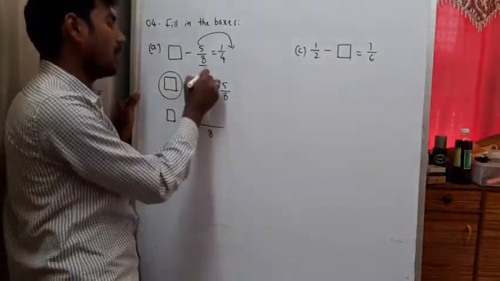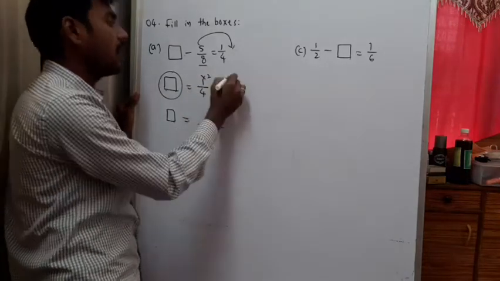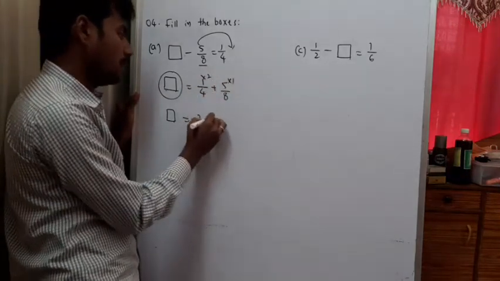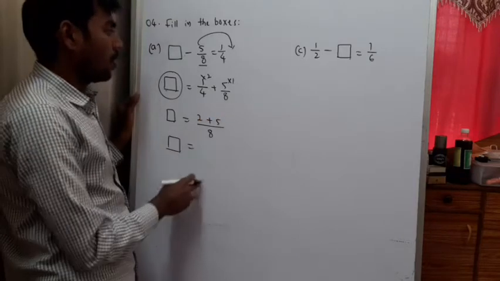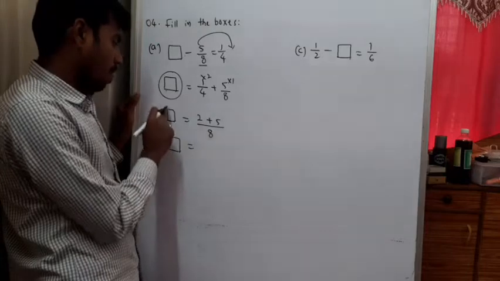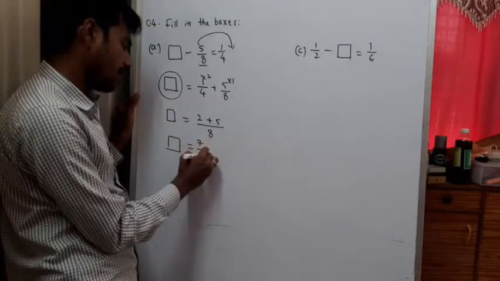So 4 2s are 8. 8 1s are 8. So 1 2s are 2 plus 5 1s are 5. So the answer, what should come in the box? 7 by 8 should come in the box.